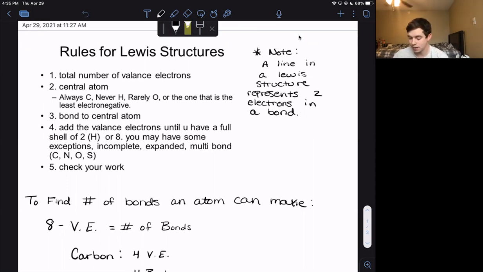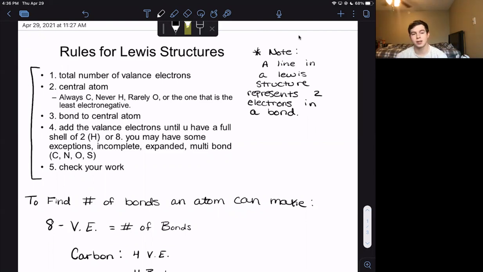So at the top, you can see that these 5 are listed, and I'm sure you've seen this chart or some variation of this chart in your chemistry class. And you can obviously read through it. So you start by finding the total number of valence electrons. Then you pick a central atom. Carbon is usually the central atom if it's present. That's organic chemistry, which you'll take next year. It's never hydrogen because hydrogen can only bond once. We'll talk about that in a second.